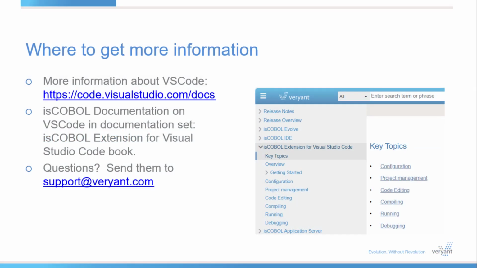You can get more information about Visual Studio Code at the link on the screen, or you can get more information about the isCOBOL extension in our documentation. We have a whole book on it. And if you have any questions, you can send them to support@variant.com.